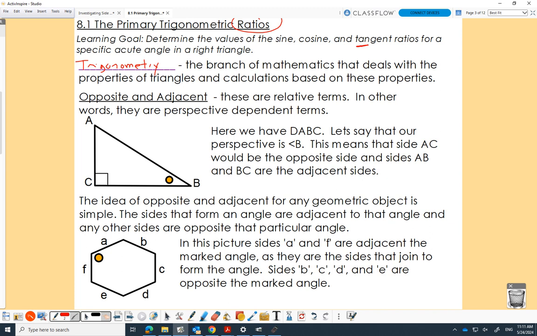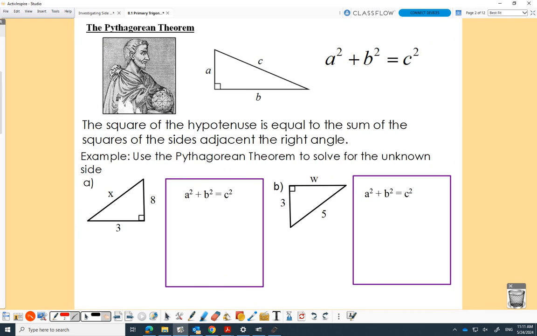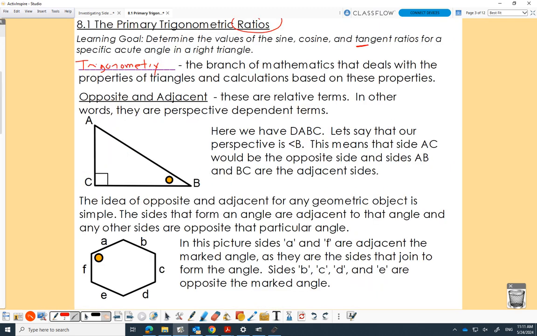Opposite and adjacent, I already talked about this. These are relative terms. What do I mean by that? Well, look at the clock. What side of the room is the clock on? The right side. I say it's on the left side. That's going to happen with opposite and adjacent. It depends on how you look at it. So in any particular question, yeah. Okay, hey, stop that. Shh.